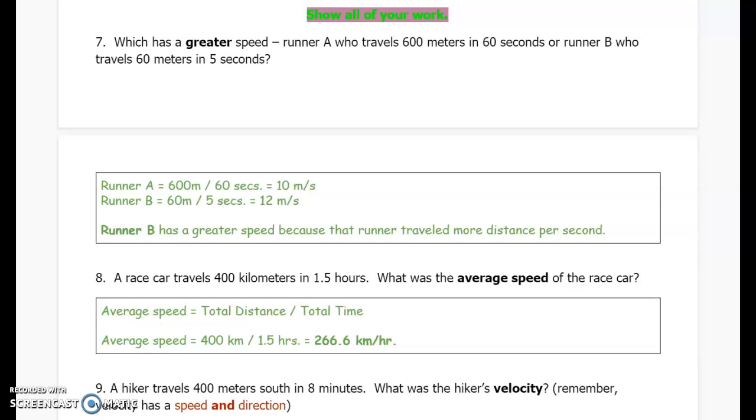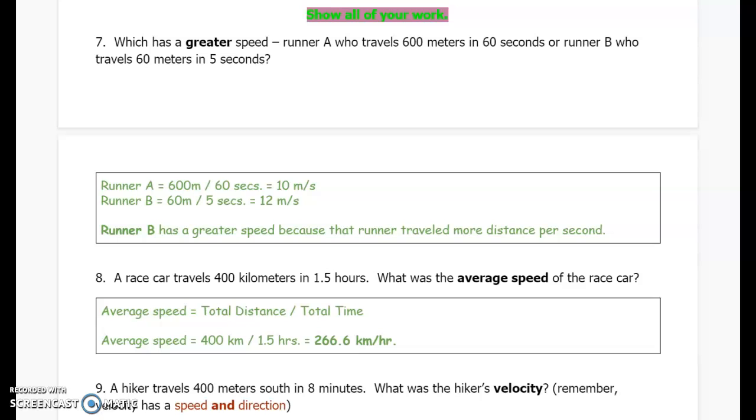So runner A, we know, went 600 meters in 60 seconds, and speed is distance divided by time. So we would do 600 meters divided by 60 seconds to get 10 meters per second. Runner B traveled 60 meters in 5 seconds. 60 meters divided by 5 seconds is 12 meters per second. So, because runner B went 12 and runner A went 10, runner B has a greater speed. That runner traveled more distance per second.